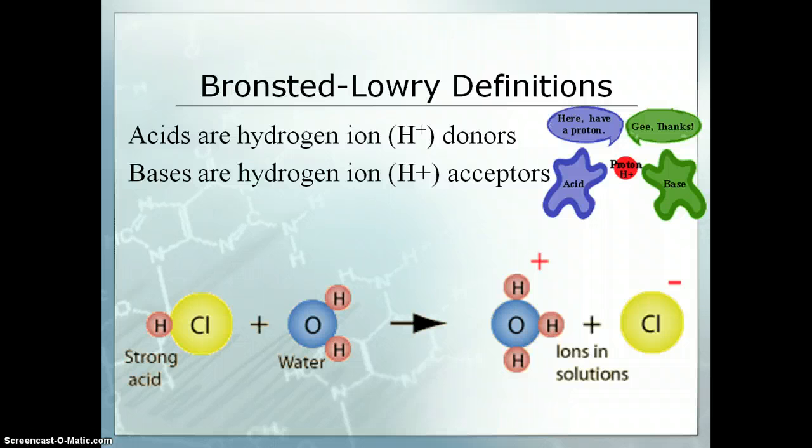Remember how I talked at the beginning of the presentation that there were two different definitions for acids and bases? We talked about the first, Arrhenius' definition of acids, which produces H plus in water. Right? In the Brønsted-Lowry definition, acids are hydrogen ion, H plus, donors. They give away their H pluses. And bases are hydrogen ion acceptors. They take those H's.